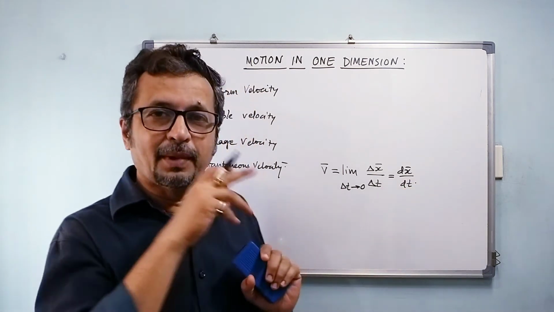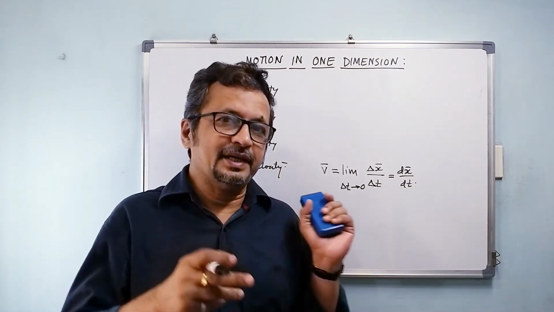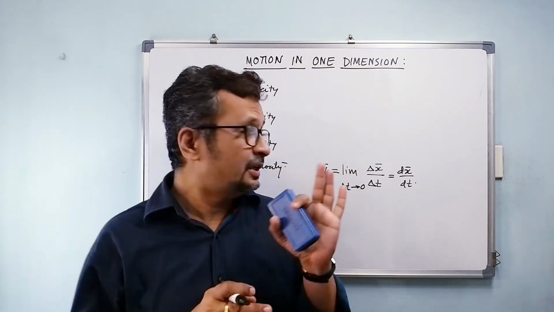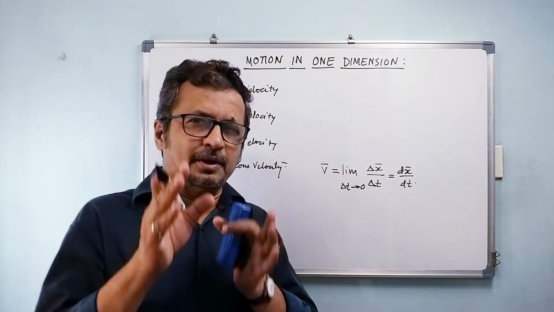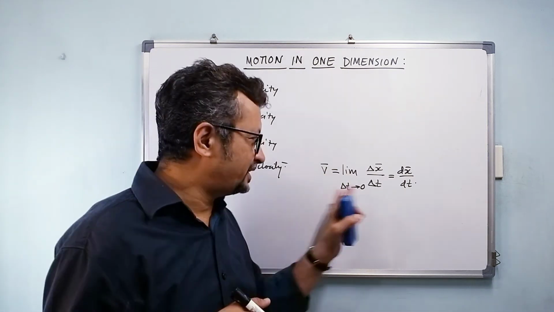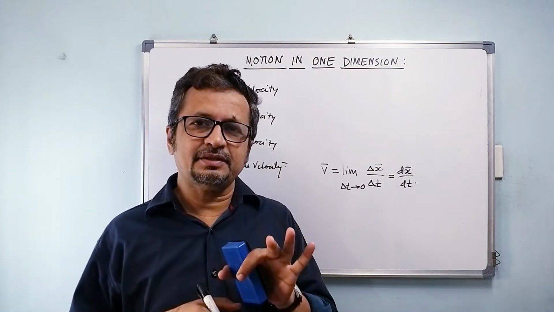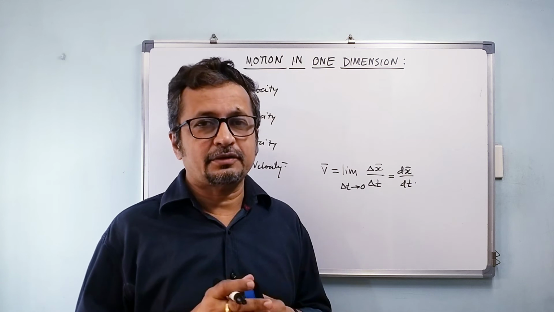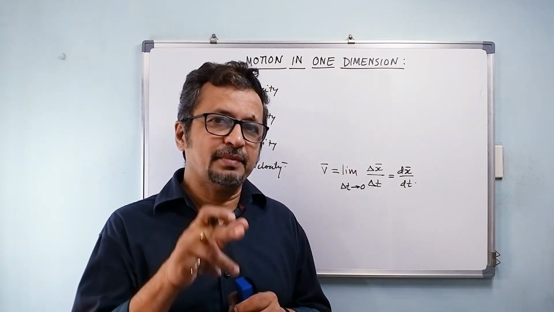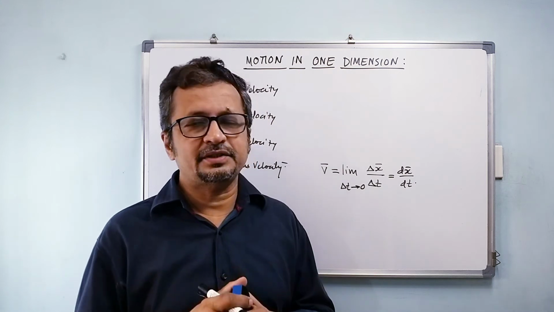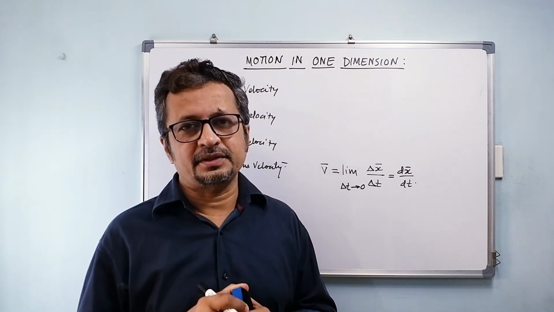When I say bar, that bar on top of x denotes a vector quantity, number one. Number two, as I mentioned in the last video, for this part on limits and derivatives, you can refer to my videos on calculus in physics. The link is mentioned in the description. You can visit that link and see it there, right?